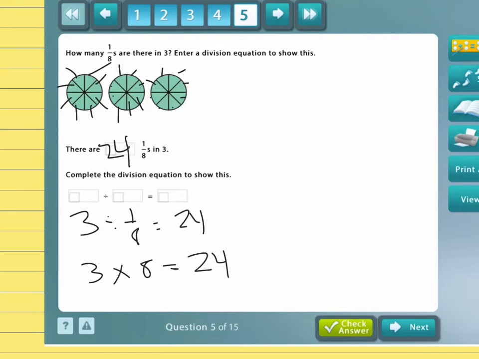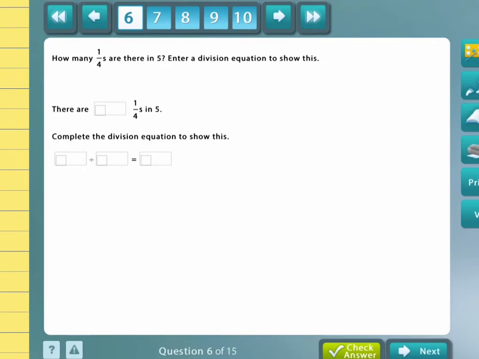How many times can you subtract 1/8 from 3 wholes? And you can subtract it 24 times. 8 times per whole. Same problem as before.